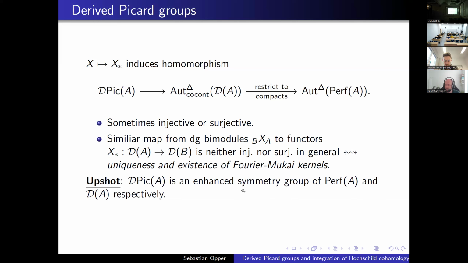So what we're studying when we study derived Picard groups are symmetry groups of triangulated categories plus something in an enhanced way.